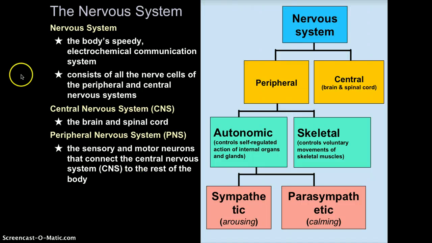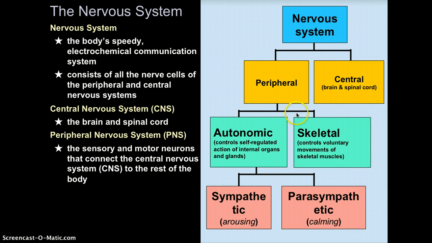Okay, so the nervous system is the body's speedy electrochemical communication system. If we're thinking about the brain and the neuron and neurotransmitters and the nervous system, I think of the brain like the boss. The brain controls everything in this area of psychology we're talking about. And the neuron and the neurotransmitters are forms of communication. They're like sending emails out, essentially. That's how quick they go. And the nervous system is the system that controls and organizes everything. So it contains all the nerve cells of the peripheral and central nervous systems.